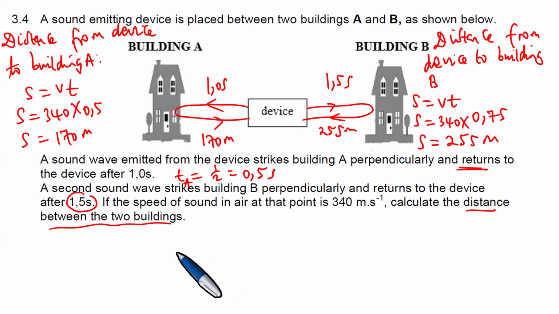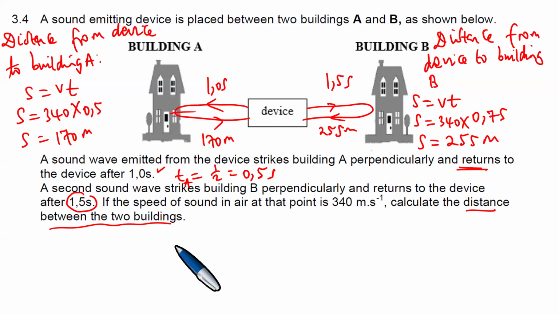So the time here is 1 second. If it's 1 second to go and come back, what is the time to go only and not come back? Because we want the time from here to there. The 1 second is to go and come back, so if it is to go only, you must divide this by 2.